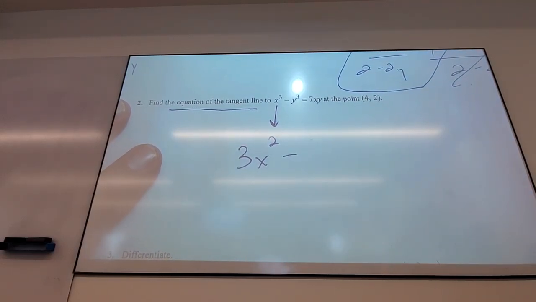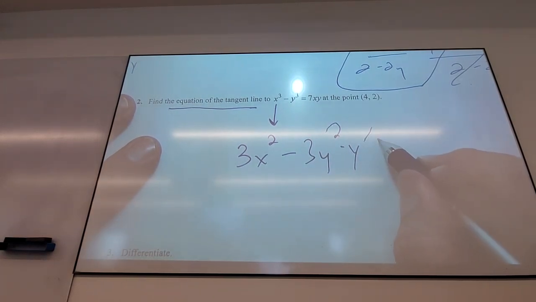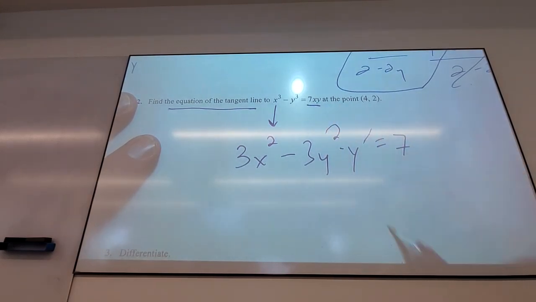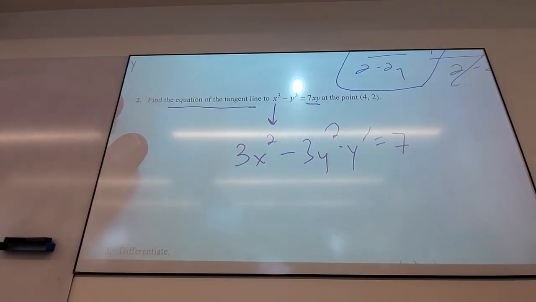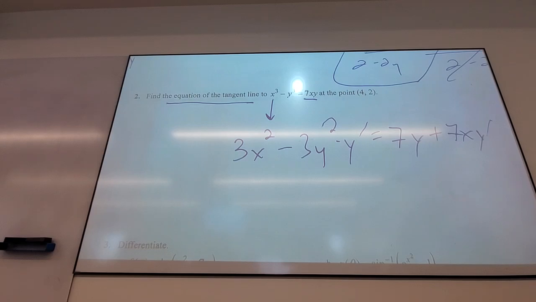What's the derivative of y cubed? 3y squared y prime. Good. How do I do the derivative of 7xy? What rule do I need to use? Product. So the derivative of 7x is 7, times y, plus 7x times the derivative of y, which is y prime.